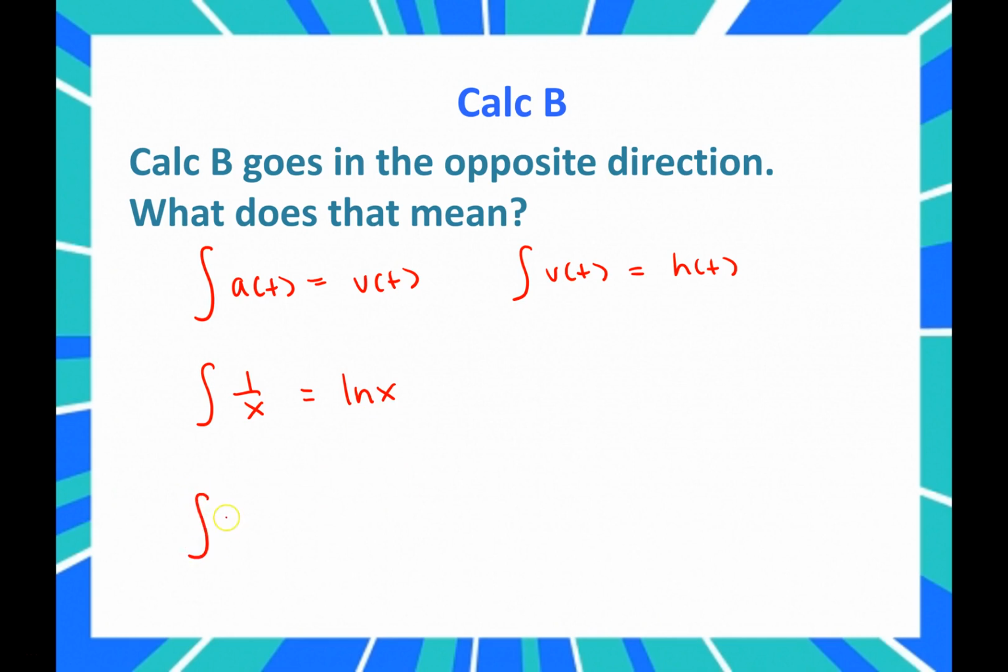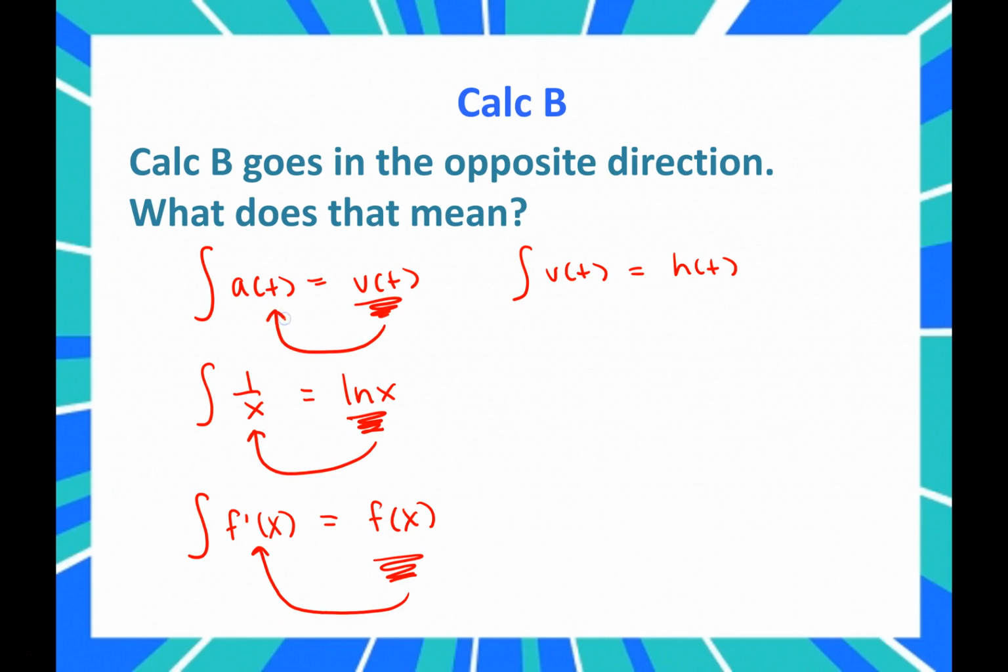So I can say that the integral of f prime of x is going to be equal to f of x. Okay, in other words, if I take the derivative of this thing, it should be that right there. If I take the derivative of this, it should be that. If I take the derivative of velocity, it should be that. If I take the derivative of my position function, I should get velocity. Okay, so those are our takeaways, but there's one more as well from this whole slide.